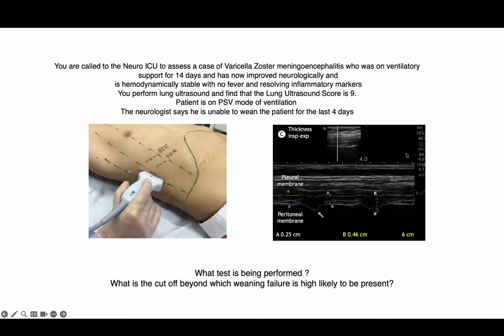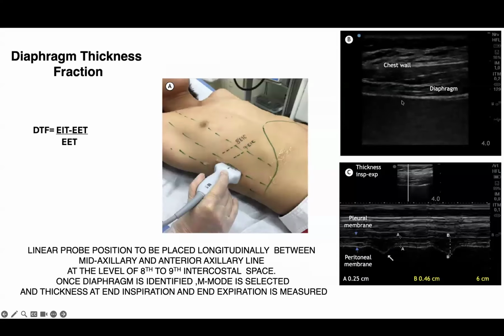Okay. Someone has said diaphragm excursion, that is not the right answer. Okay. Fine, we'll go ahead. So what is being assessed is the diaphragm thickness fraction. Diaphragm thickness fraction is the end inspiratory thickness minus the end expiratory thickness, divided by the end expiratory thickness.